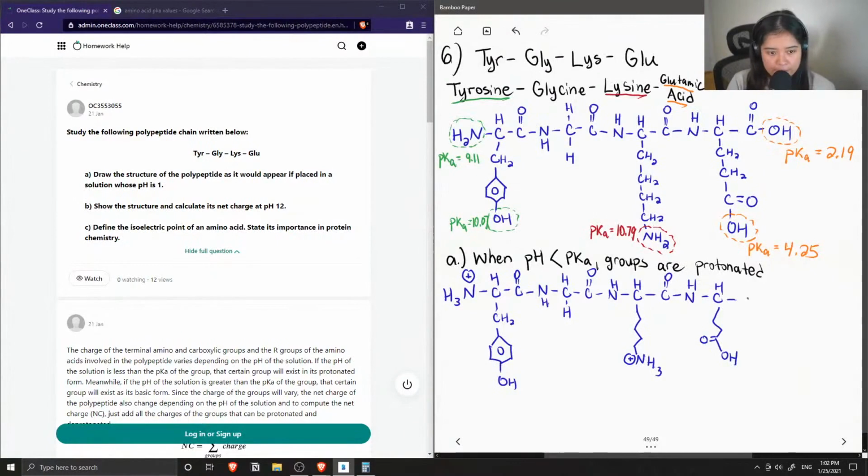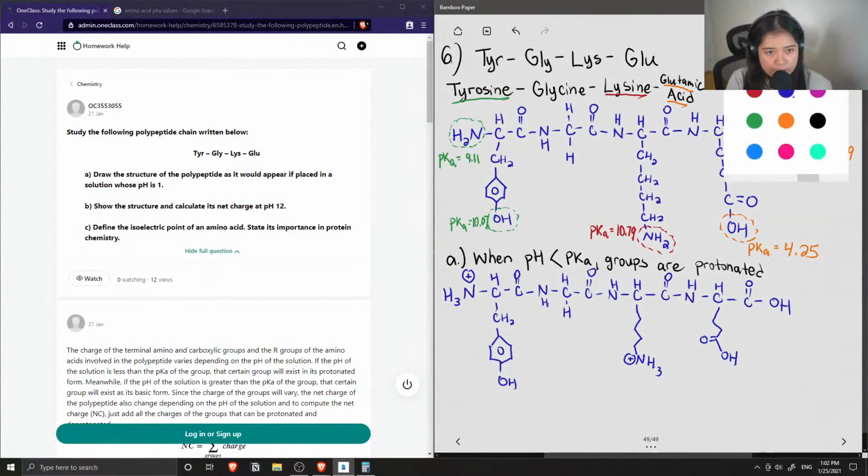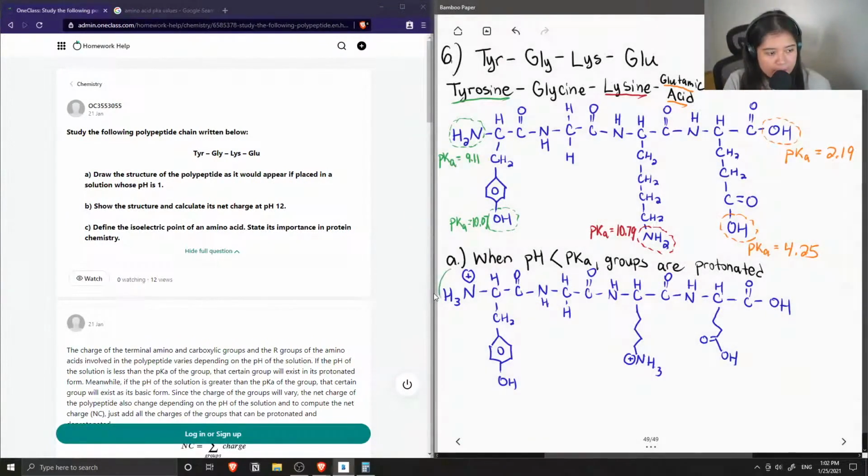And then finally, our end group. Okay, so this is the structure when the pH is 1. So notice that our amine groups are protonated because their pKa values are greater than the pH. Okay, so now let's do the second part of our question. Show the structure and calculate its net charge at pH 12.